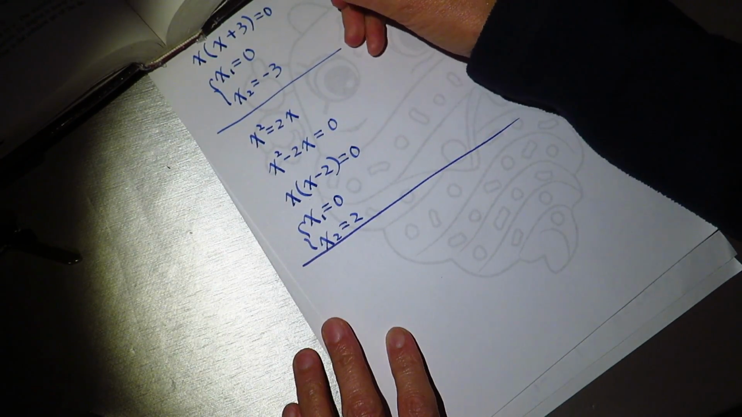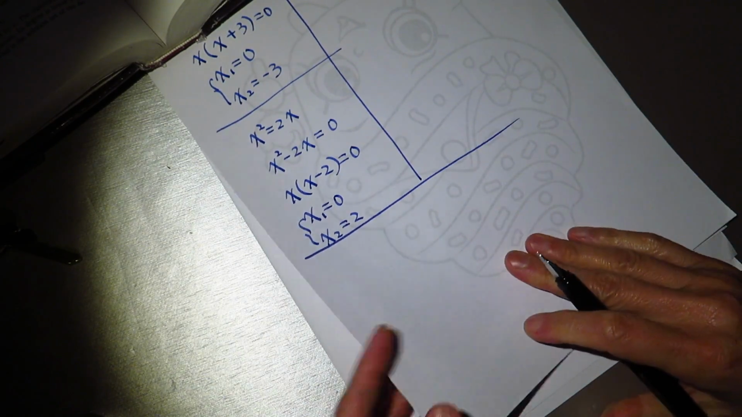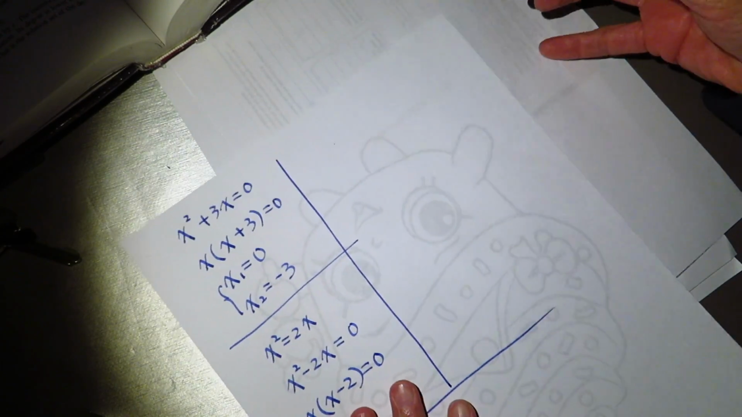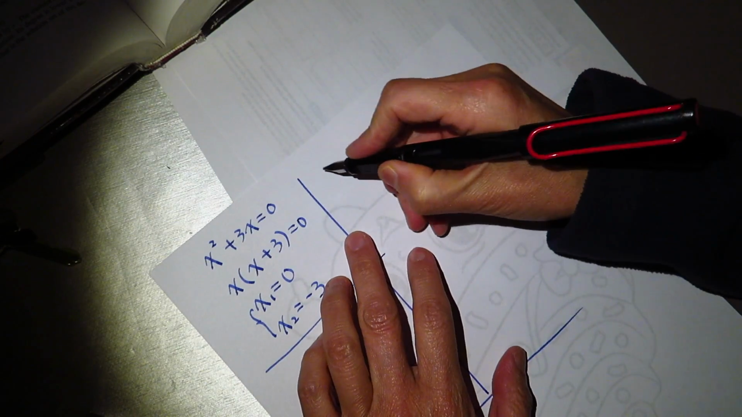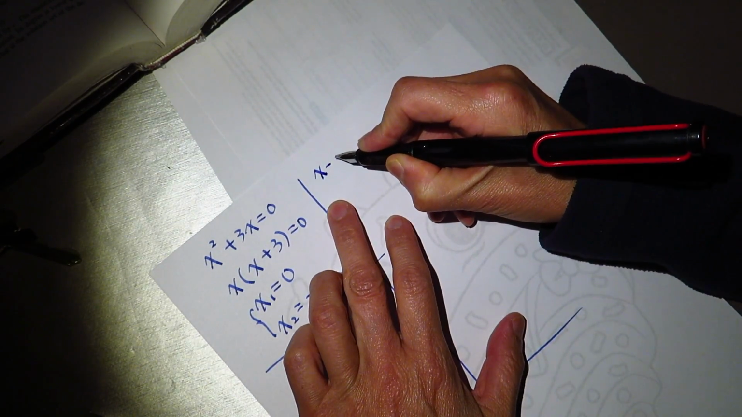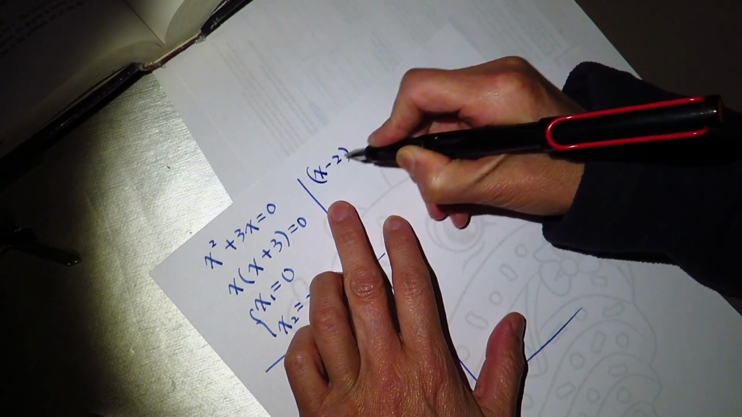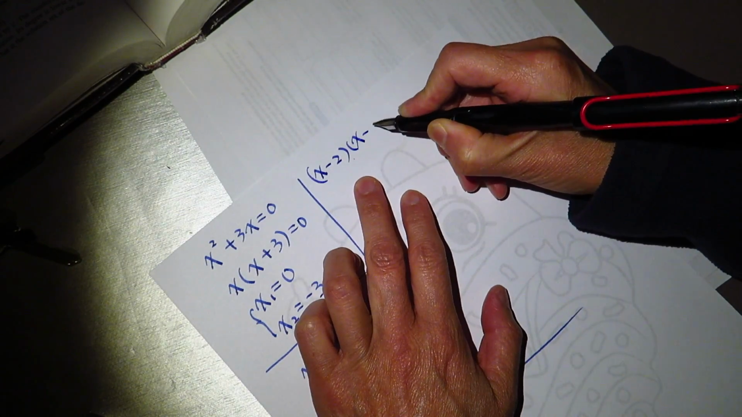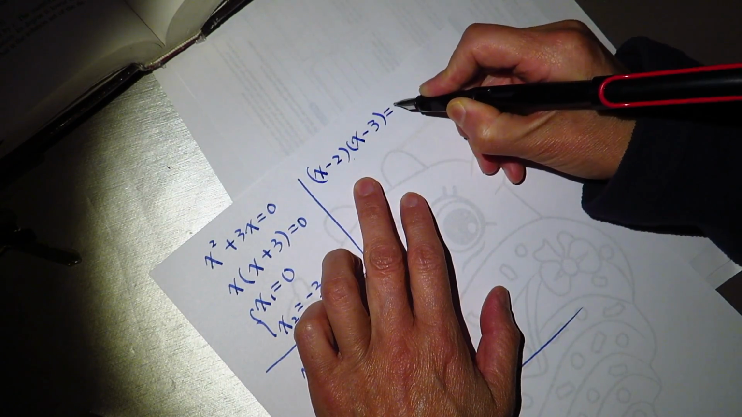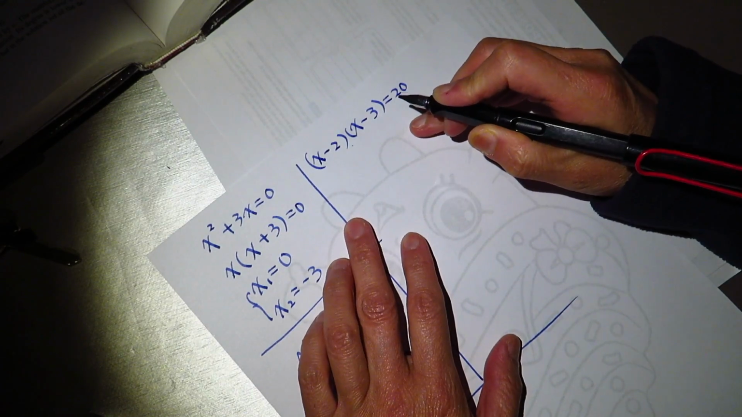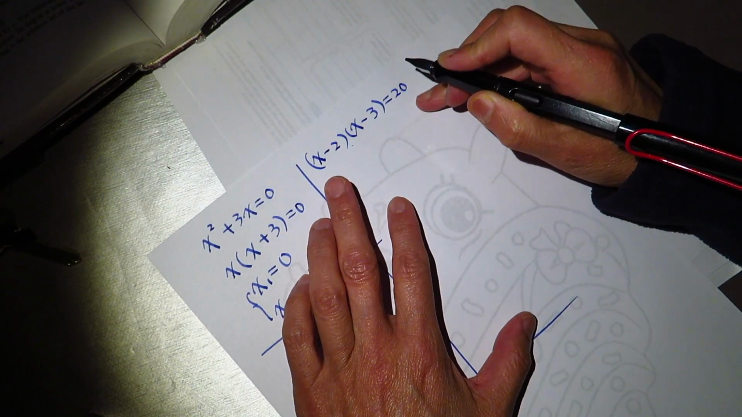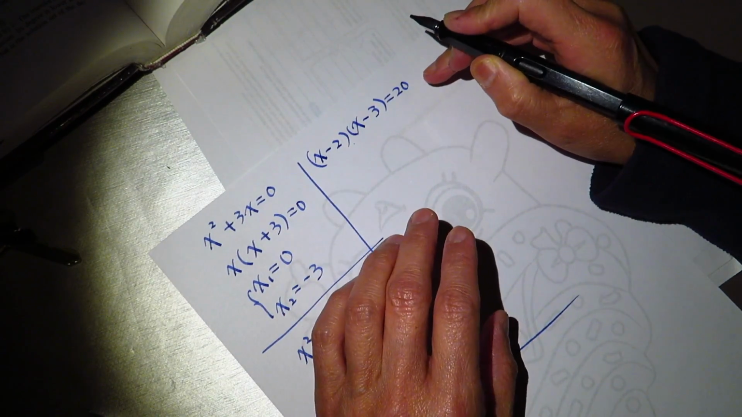I should use the other side. Okay, I should not waste paper. So (x minus 2) times (x minus 3) equal to 20. So when you factor something, you have to make sure that the other side is 0.